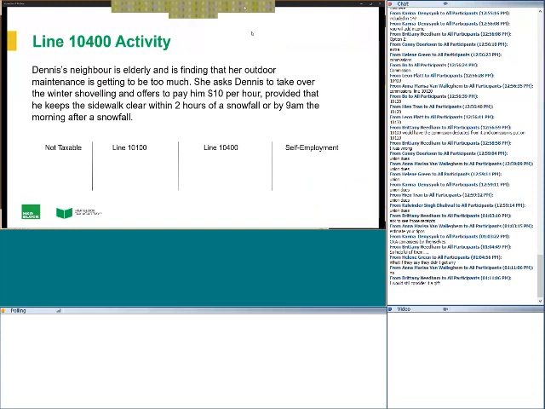And we have one more. You probably can guess where this is going. I'm very predictable. His neighbor is elderly. She says, "You know what, this is way too much." She says, "Dennis, you're young. I will pay you $10 per hour as long as every time it snows, within 2 hours or by 9 a.m. the next morning, you clear my sidewalk."